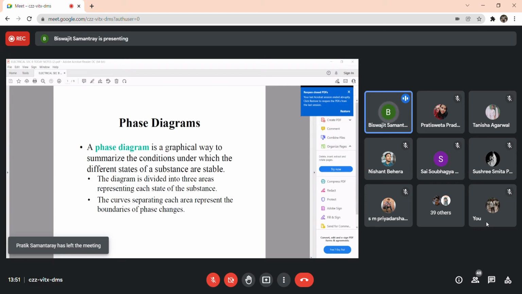And in a phase diagram, the diagram is divided into 3. Remember, in a phase diagram, we will find there are 3 areas, and in each area the boundary of the phase change. What is the boundary like?